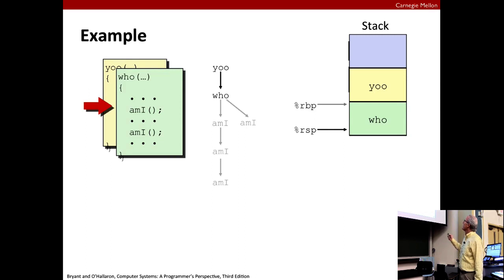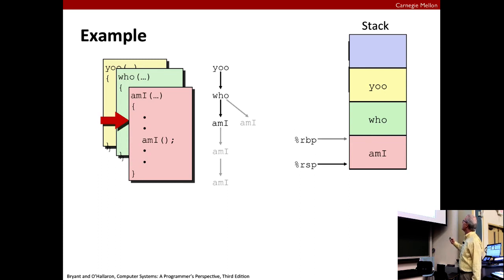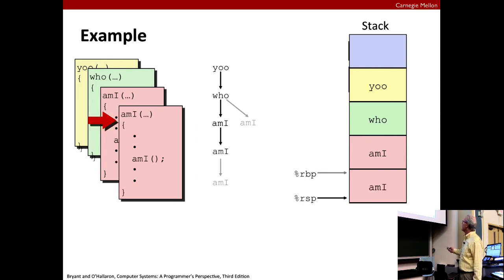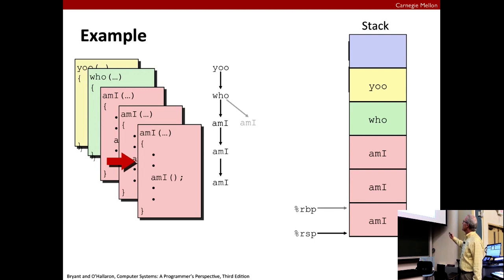And so now as u calls who, that will create a new stack frame for who. And when mi gets called, that creates a new stack frame. And as we continue with these recursive calls, we're just adding more stuff to the stack, getting deeper and deeper. That's one of the reasons why recursion is a little bit of a risky thing, is that compared to iteration, it keeps requiring more space as you go deeper in the recursion.